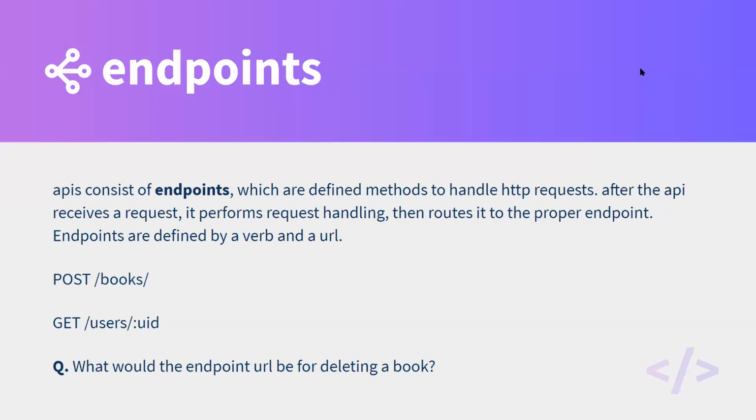Let's see. APIs consist of endpoints, which are defined methods to handle HTTP requests. After the API receives a request, it performs request handling and then routes it to the proper endpoint. Endpoints are defined by an HTTP verb and a URL. So we have post books here, get users UID. What does everyone think the endpoint URL would be for deleting a book?